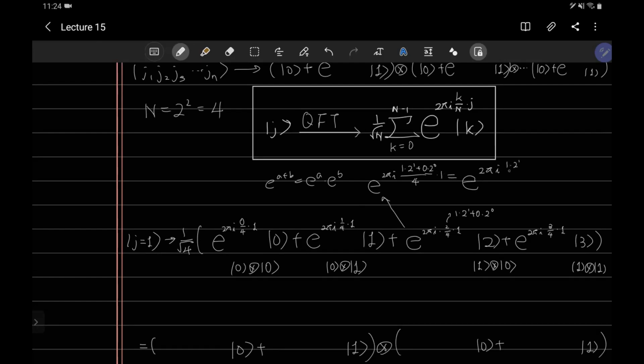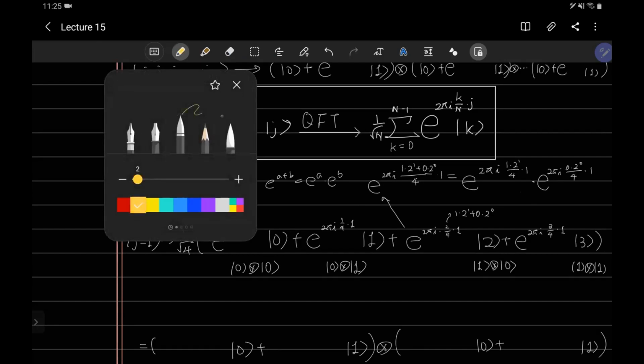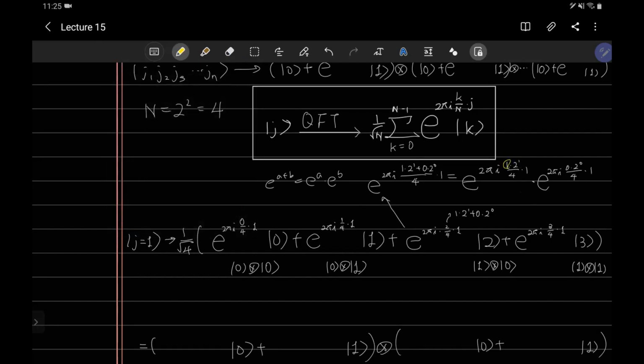1 times 2 to the first over 4 times 1, multiplied by exponential 2 pi i and 0 times 2 to the zeroth, and then 4 times, like this one. So why did I do that? The reason is, this one value is actually matched with this one, because the value appearing here came from k, and the value here also came from k. So if the first qubit is 1, then we will have 1 value here. And if I have 0 value here, then the second term will be 0, which is obvious.